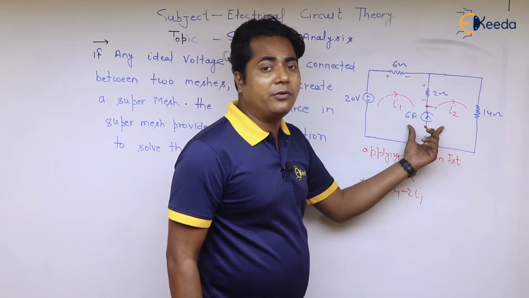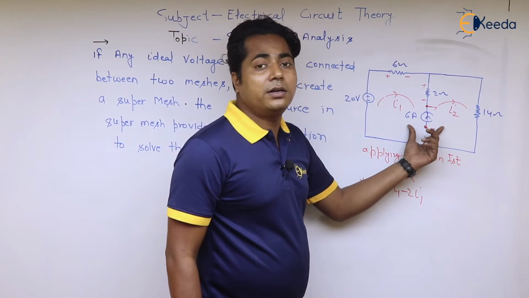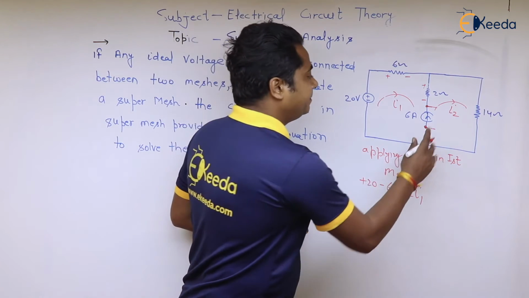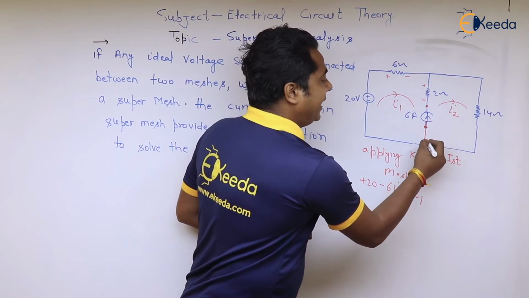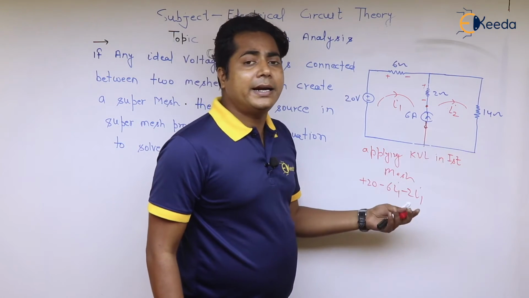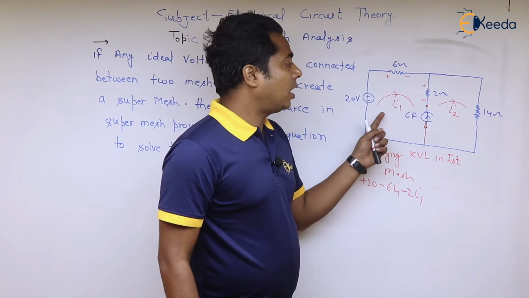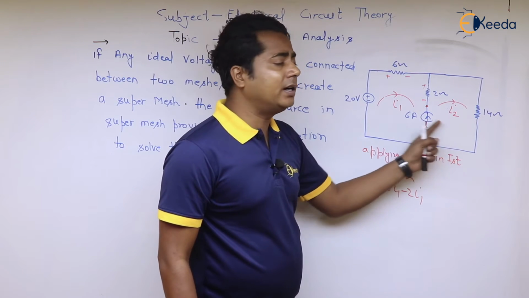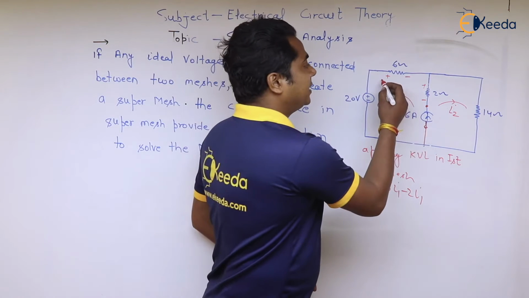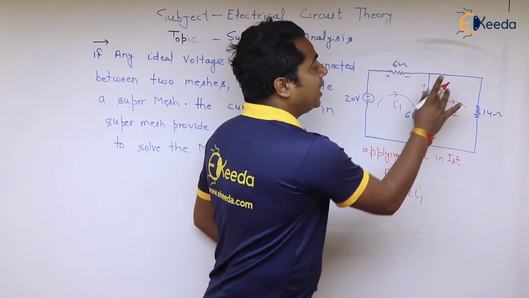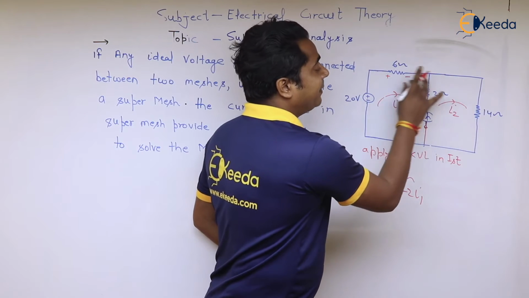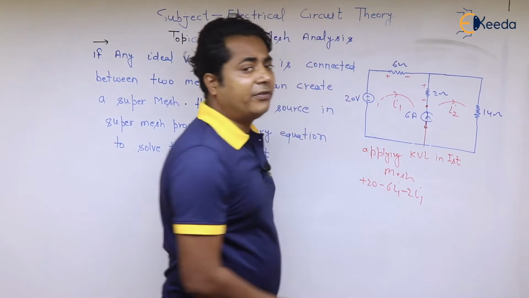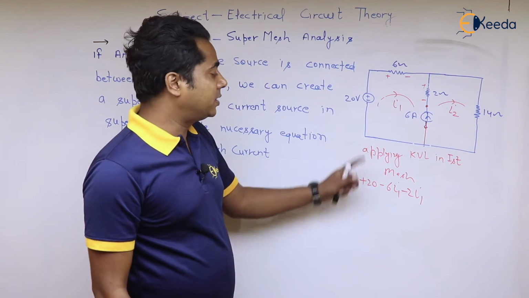Now we will take the help of super mesh analysis. Before understanding the question, first we have to understand what a super mesh is. See guys, if any current source comes in between two meshes, then those two meshes will form a super mesh like this. If we cannot apply KVL here, then we can apply KVL around the super mesh for one equation, and through this current source we will find another equation, which will help to solve the circuit.